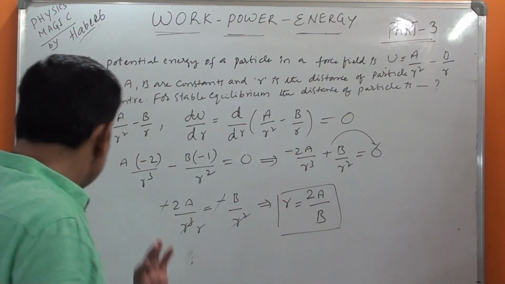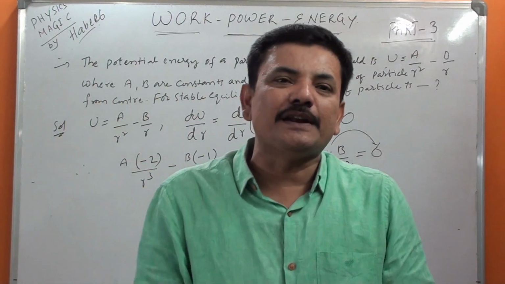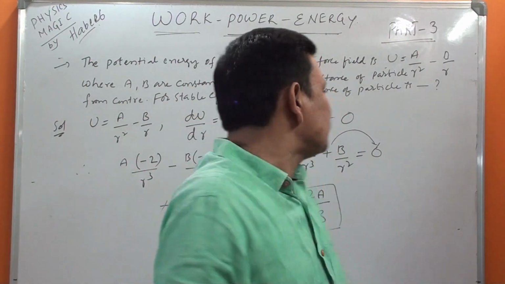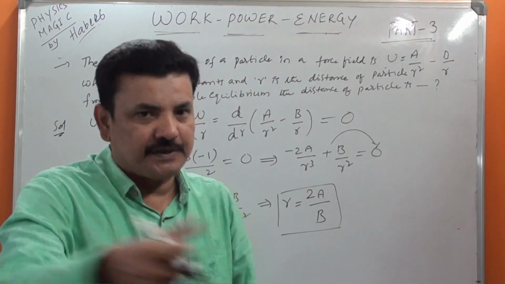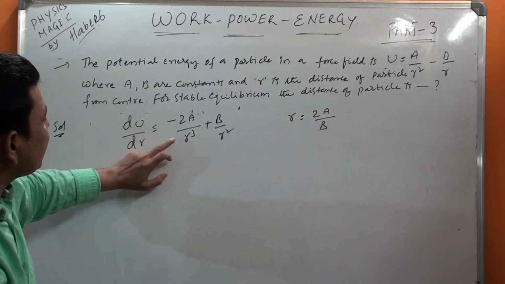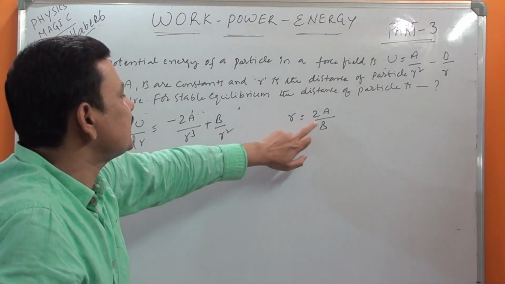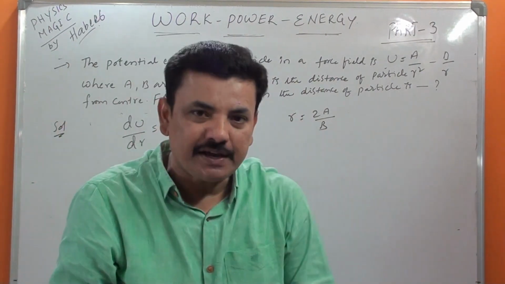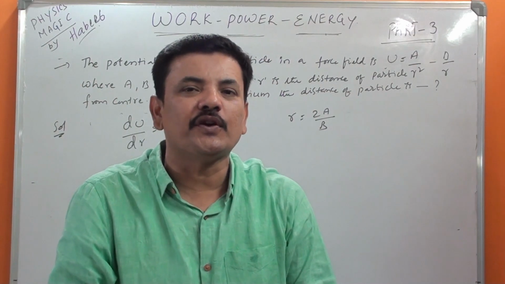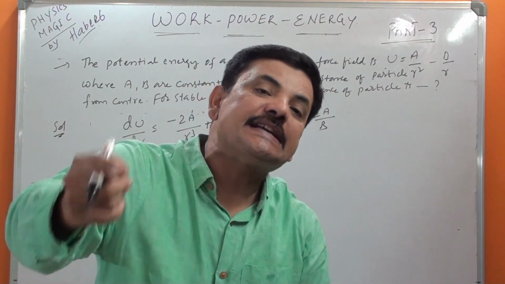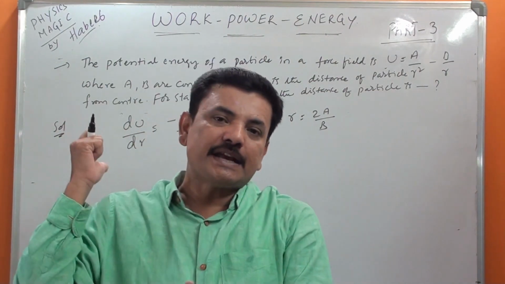Now after getting this 2a by b, we have to prove whether it is stable equilibrium or not. How to do that? You know well, here we have to do second order differentiation. So du by dr is this one, and r we found in the previous calculation as 2a by b. Now we have to check whether it is stable equilibrium or not. We have to find the second order differentiation. If it is positive, it is stable.